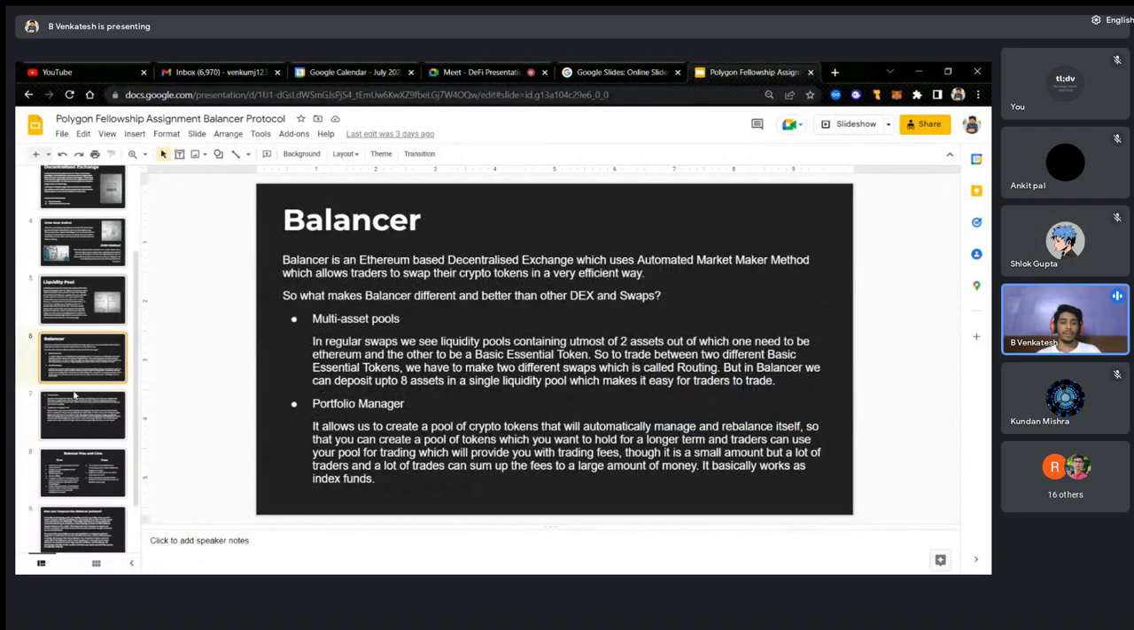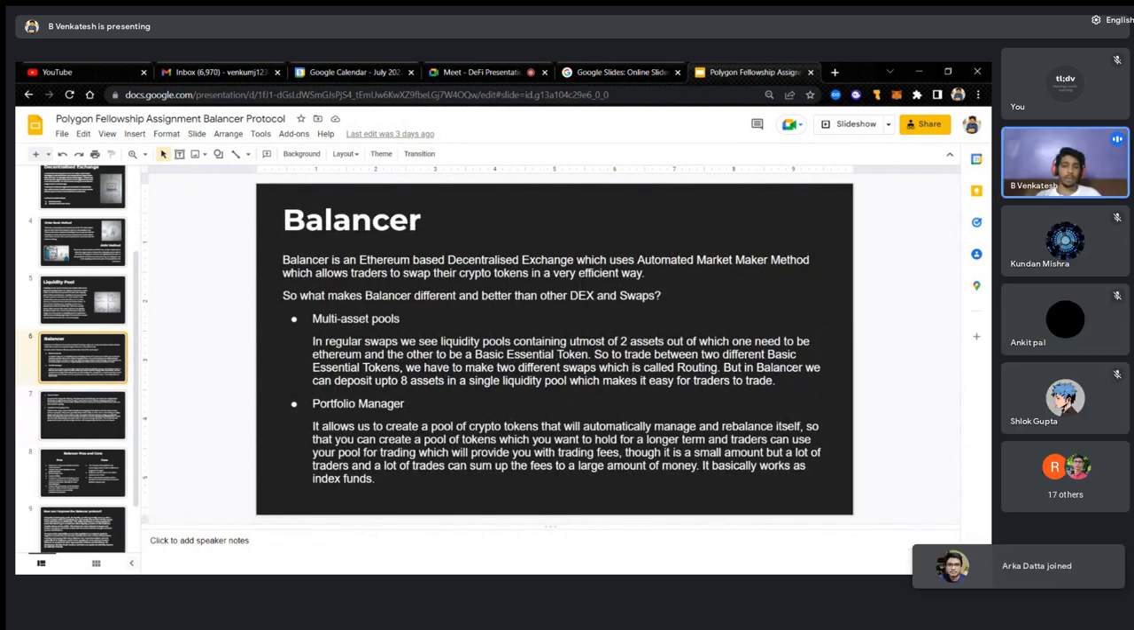All right, yeah. So Balancer. Balancer is a protocol on Ethereum which has many benefits because it is better and different than DEXs and other swaps like Uniswap and SushiSwap. Let me quickly elaborate on what multi-asset pools are. In Balancer, you can make a pool of up to 8 assets. So apart from having two assets in a liquidity pool, now you can have up to 8 assets.